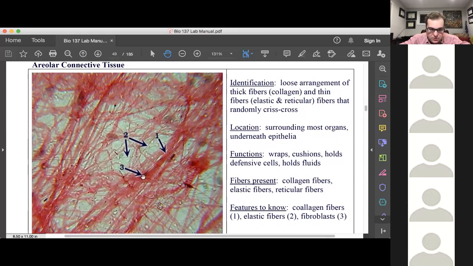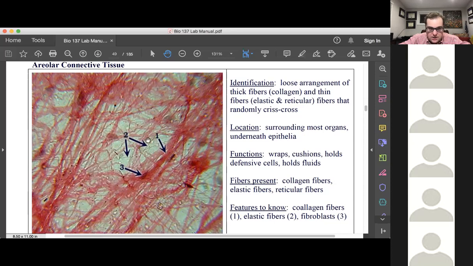The reason why it's a fibroblast is because it has the dark nuclei. You see the darkness there? That's going to be your nucleus. This right here is a fibroblast. That's your nucleus. That's your cell. So there's your fibroblast.